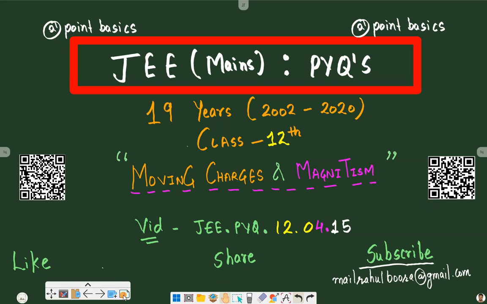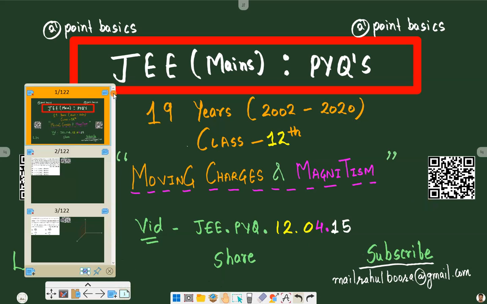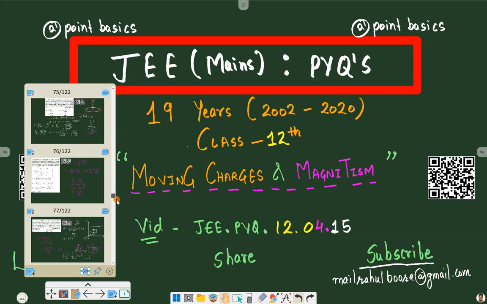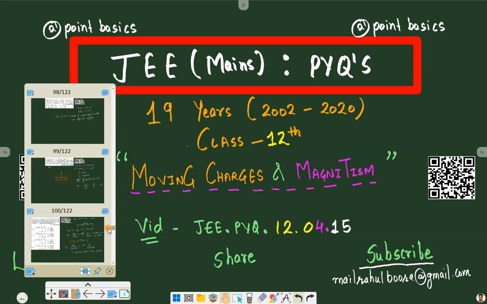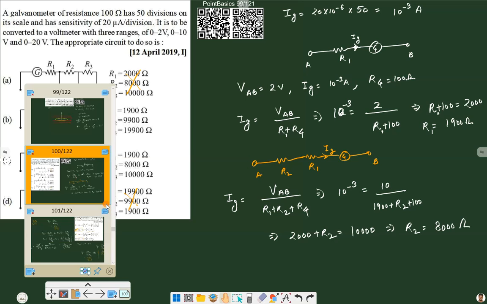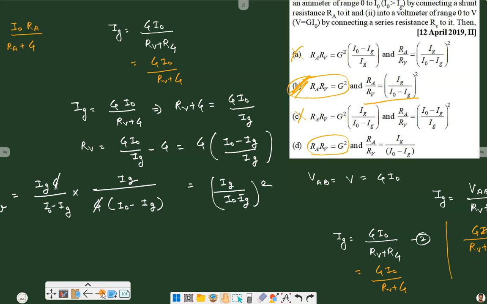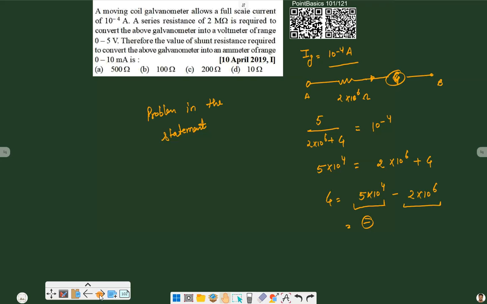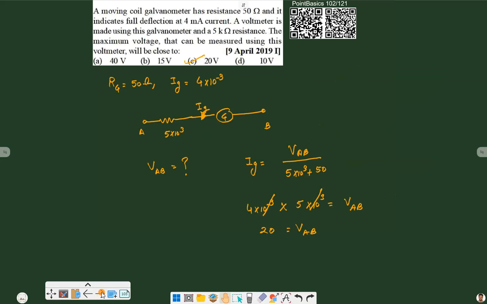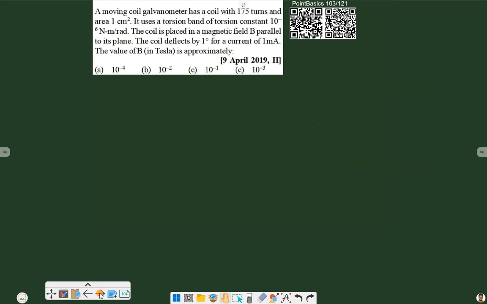So with this, let's start today's video. In the previous one, we completed up to around 100. So today we will go further. That was 100, 99, that was 100, and in 101 we had a problem in the statement. 102 we solved, and today we will start with 103.